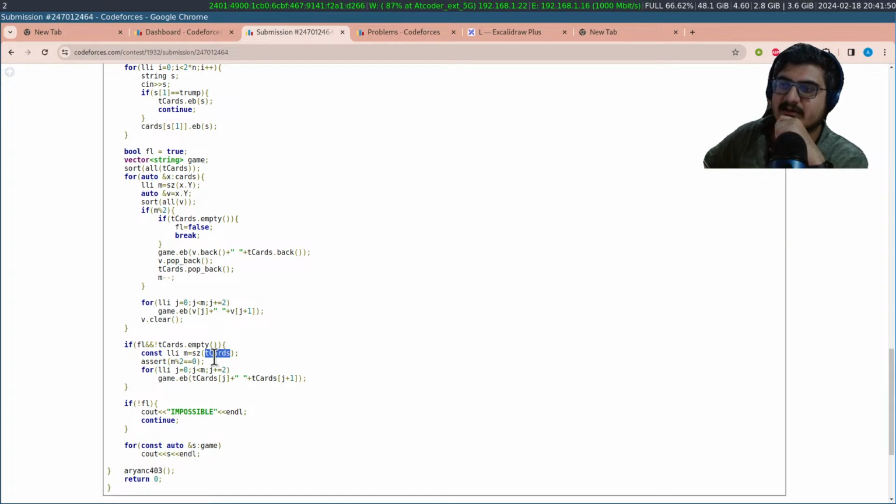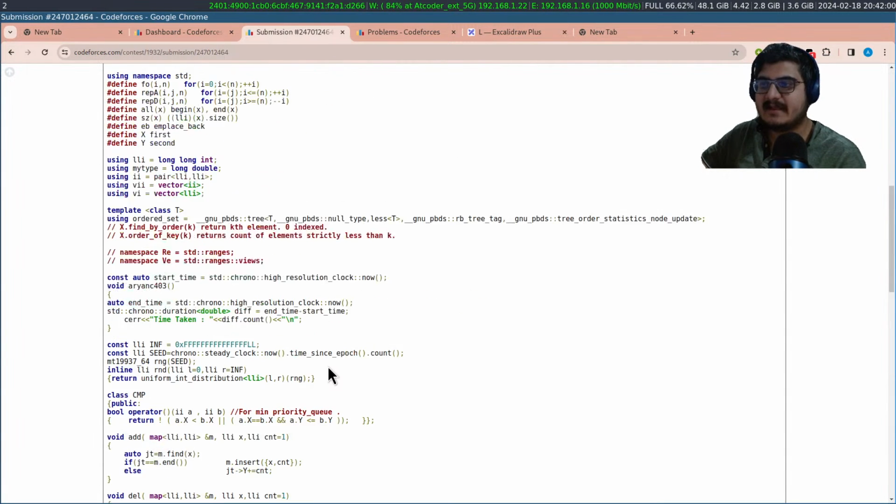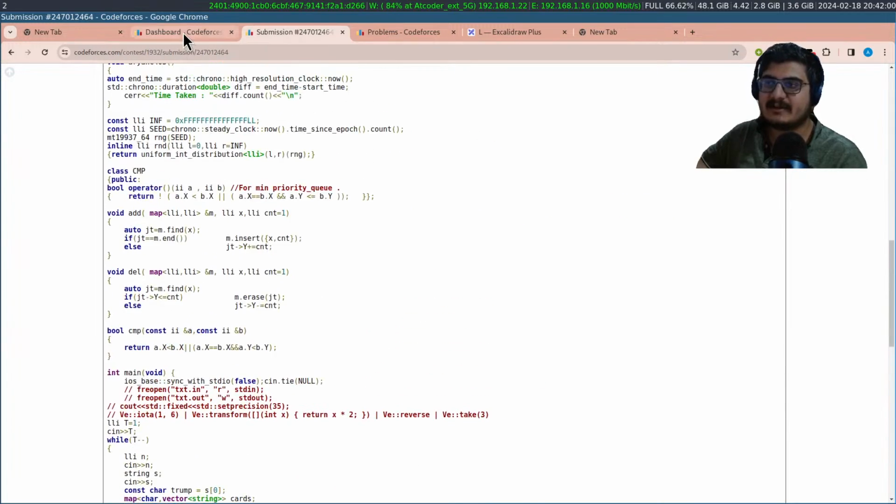I believe I have sorted the trump card. Yes, I have sorted the trump card. And if I did not find an answer, print impossible. Otherwise, print all the sets I had. And this was the idea for this problem. Any questions on this one before we move to the next problem?